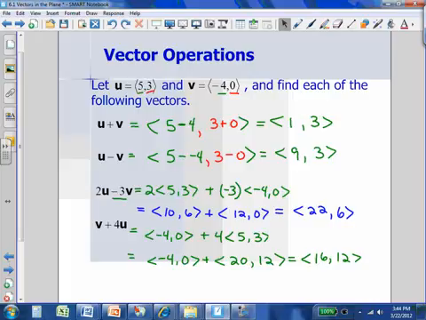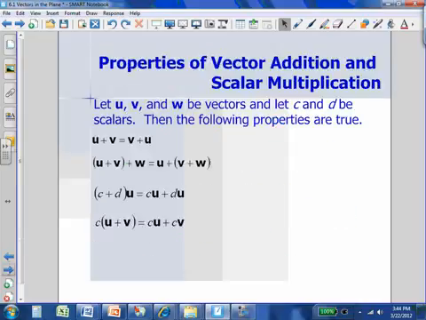So let's go on to the next section. Pause if you need to and look back over that, but I'm going on. Here are some properties that you might recognize. There aren't many of these in your book, but they are true, and you may recognize them from real numbers, and these are properties that also work for vectors.